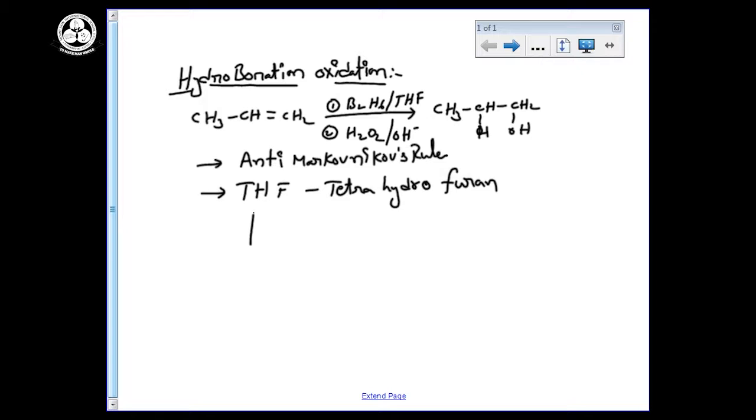So, the furan structure we know. This is a furan structure. Tetrahydro, so 4 hydrogens we are adding. Just break the double bonds. It becomes like this. That is a lone pair. So, what is the role of tetrahydrofuran in this reaction?